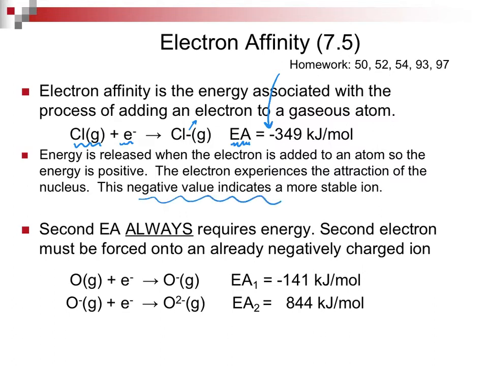This negative value indicates a more stable ion. And we'll talk about that in a moment when we talk about the electron configuration. That is the first electron affinity. The second electron affinity always requires energy. Why is that? You're trying to force an electron onto a negatively charged ion.